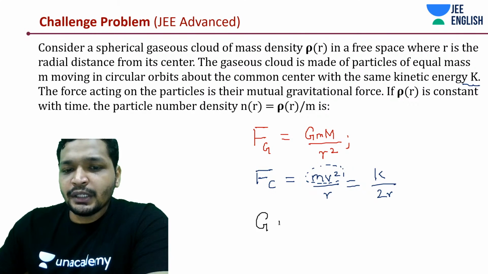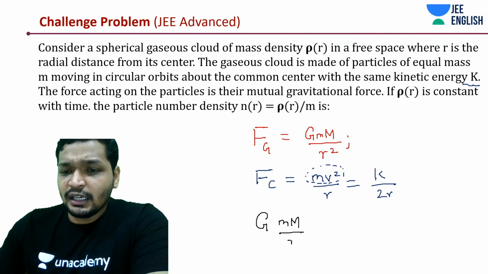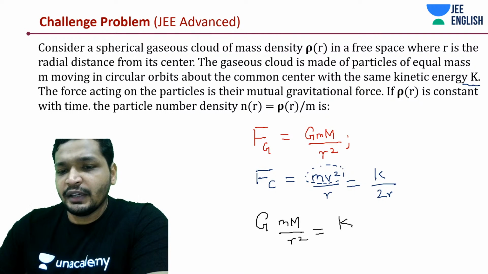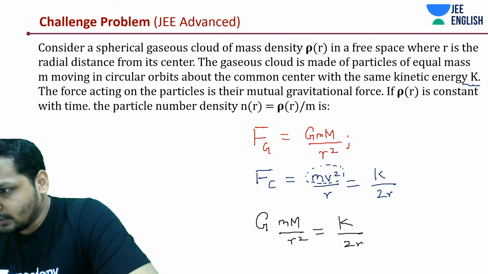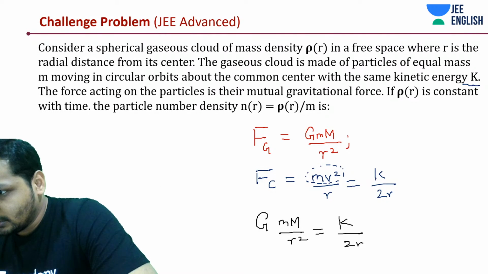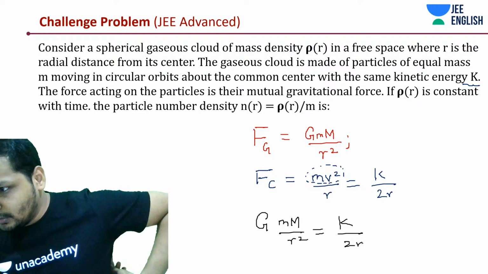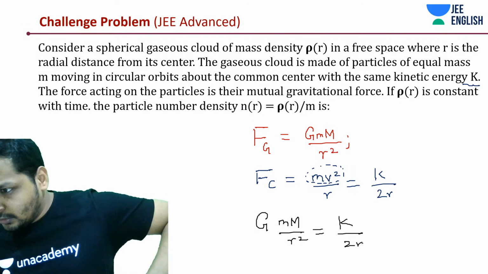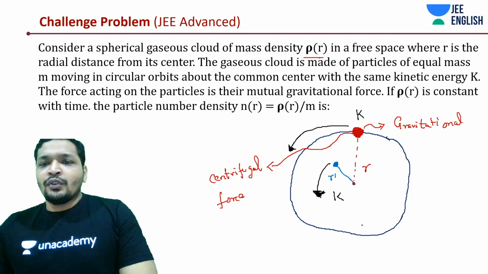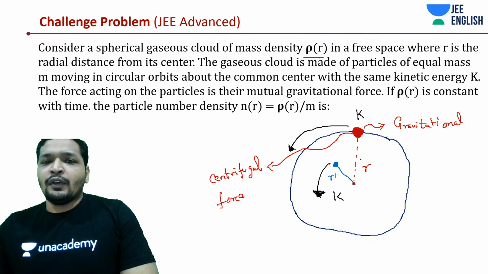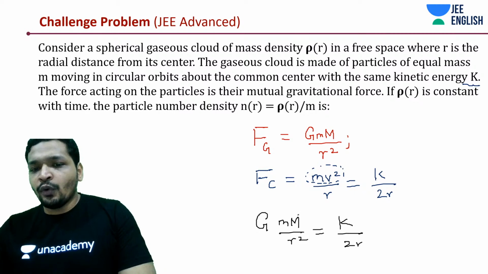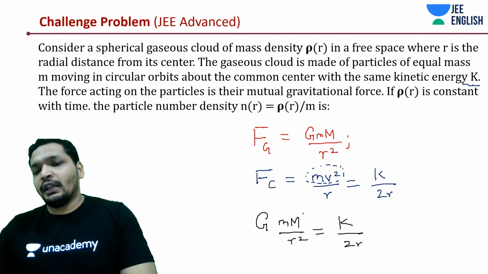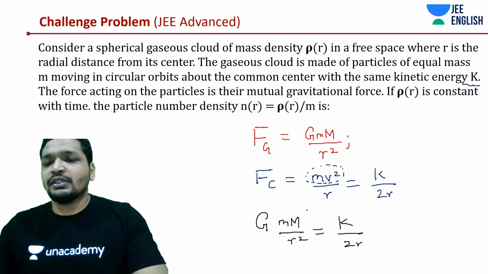And that is going to be GM by r square is equal to k divided by 2r. Right? Okay, that's good. So that being said, now you need to find it out in terms of density. But this is for the whole mass. What about every single particle? Every particle would have some mass associated with it.